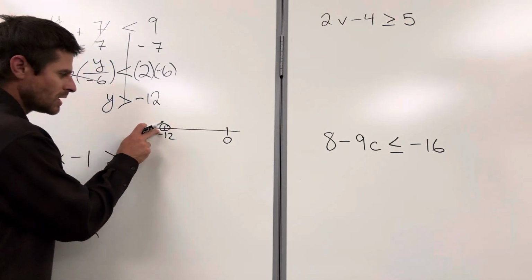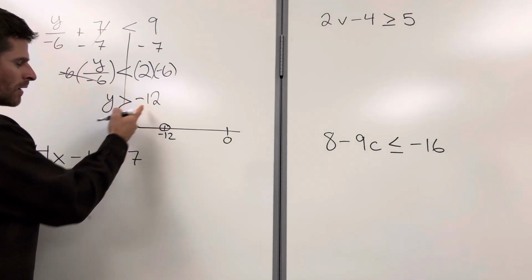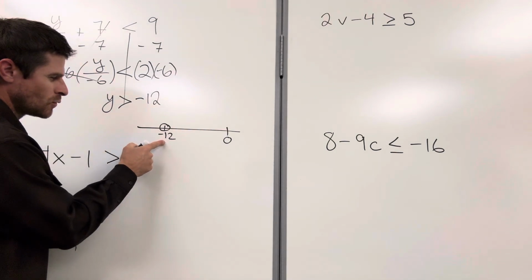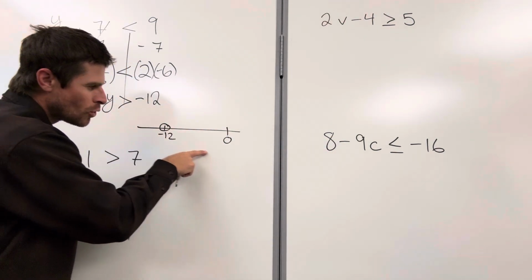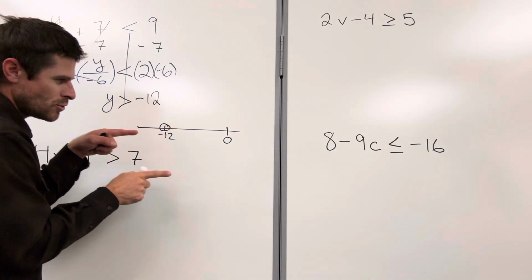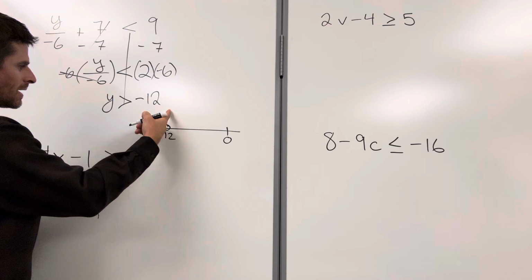For right now, just leave it open. And now we have to ask ourselves, y is greater than negative 12. So where are numbers that are greater than negative 12 on the number line? Are they to the right or are they to the left? As we move to the right on a number line, values get larger, they get bigger, okay? So y is greater than negative 12.